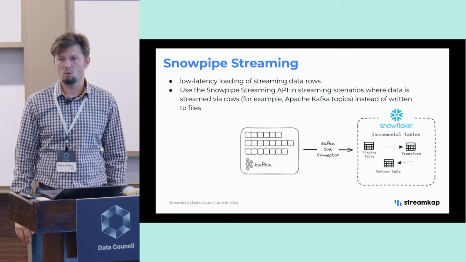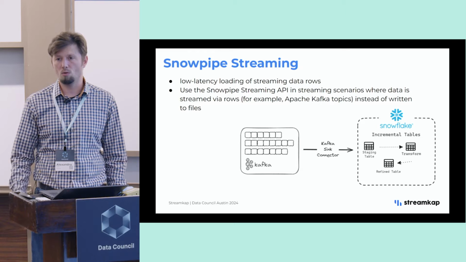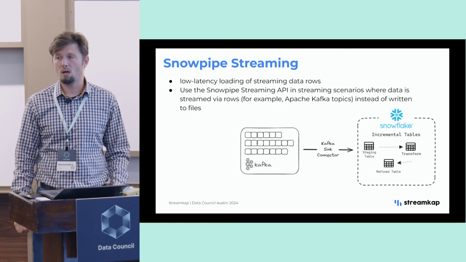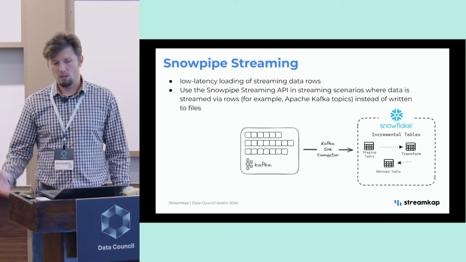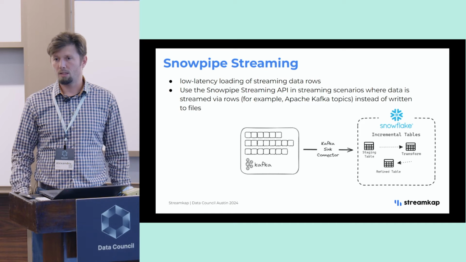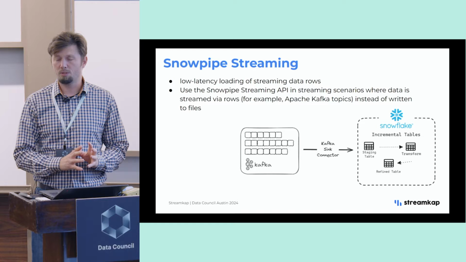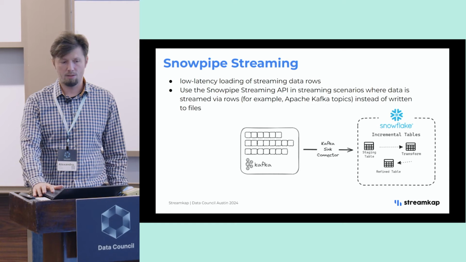The main advantage of Snowpipe streaming is low latency and low cost, because it doesn't require a warehouse to be started to load the data. Of course, you'll need a warehouse when you want to post-process the data, but the cost of Snowpipe streaming itself is very low. You will see later.